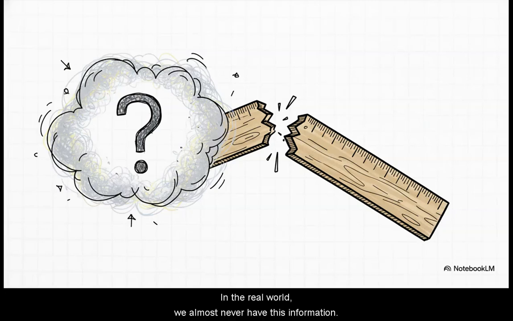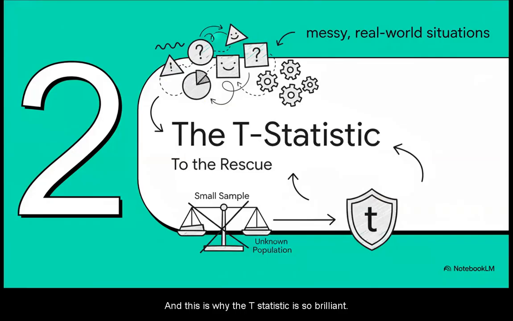That's the thing. In the real world, we almost never have this information. I mean, if we already knew everything about the population, we probably wouldn't need to be running a test in the first place. And this is where that gold standard tool just completely falls apart. And this is why the T statistic is so brilliant. It's the hero of our story. It was designed specifically for these messy, real-world situations where our data is incomplete, which, let's be honest, is pretty much all the time.